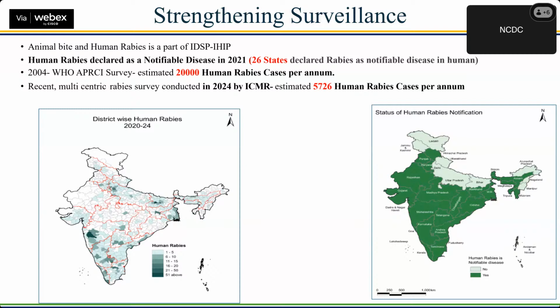As health is a state subject, it is the responsibility of the state to make human rabies a notifiable disease, and so far 26 states have done so. We can see in the left side map the district-wise human rabies cases from 2022 to 24. In those states which are reporting properly, or have a good reporting mechanism, almost every district has reported at least 1 or 2 cases of human rabies in the last 5 years, signifying a regular chain of ongoing transmission among dogs that is spilling over to humans.